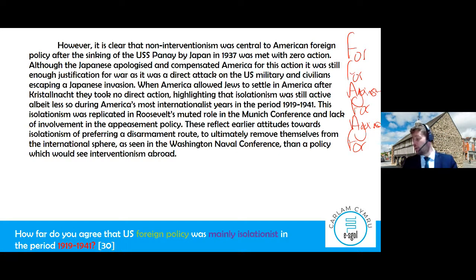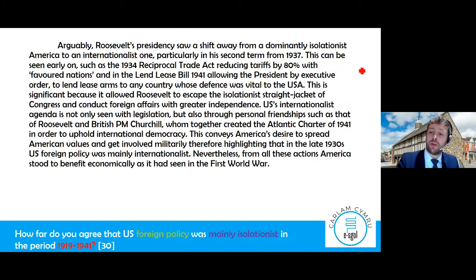Now, for this paragraph and the next one, I'll let you go back yourselves and highlight the P for the point, the E for the evidence, the E for the explanation, and the link. But you can see here, we're building that. So for this last paragraph, let's just write here again, I'll do just letters: "for", "against", "for", "against", and we just had another "for". So here we go. Does this one agree that America was mainly isolationist, or does it disagree?